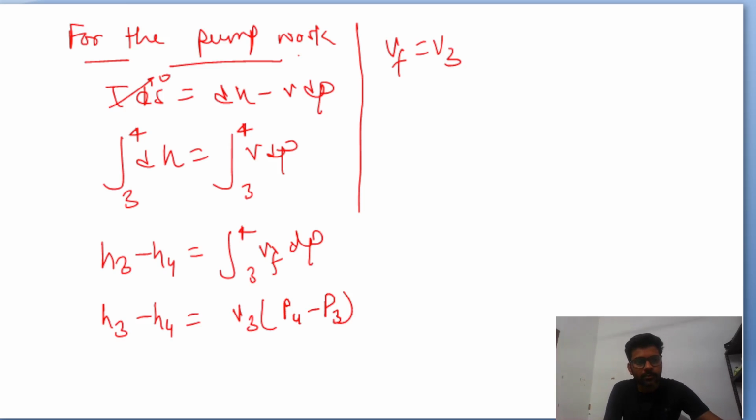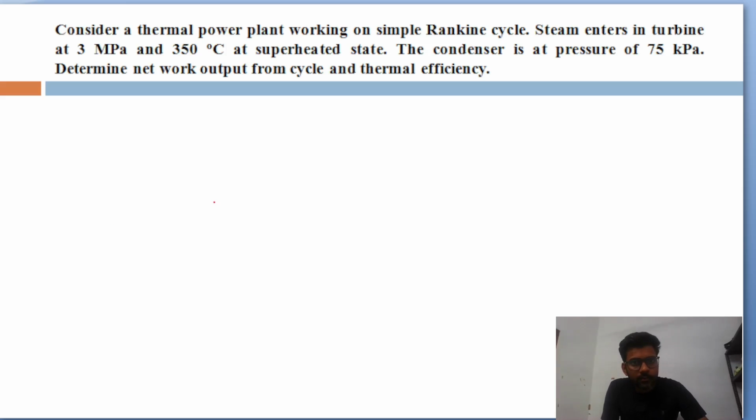Now we solve a question on the simple Rankine cycle. So here is the question. In a thermal power plant working on a simple Rankine cycle, the steam enters the turbine at 3 MPa and 350 degrees centigrade in the superheated state. The condenser is at a pressure of 75 kPa. Then we have to determine the work output, net work output, and thermal efficiency.